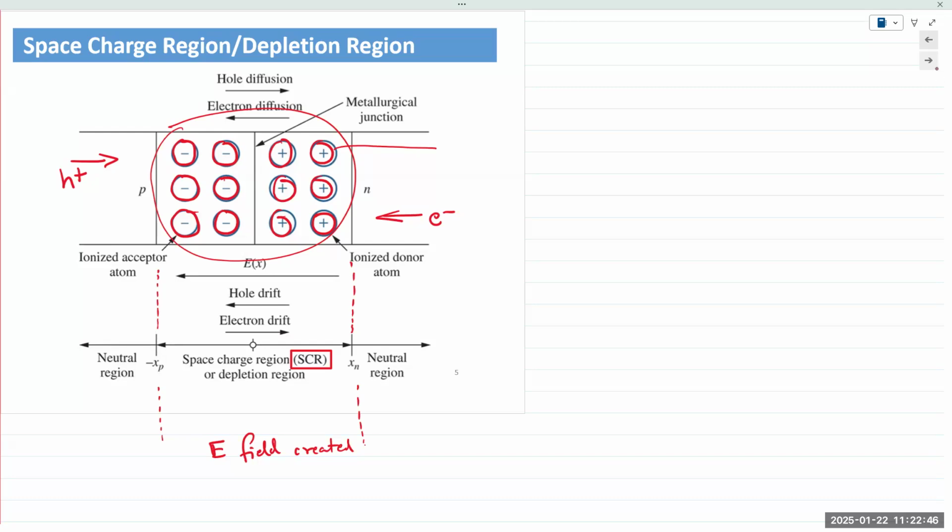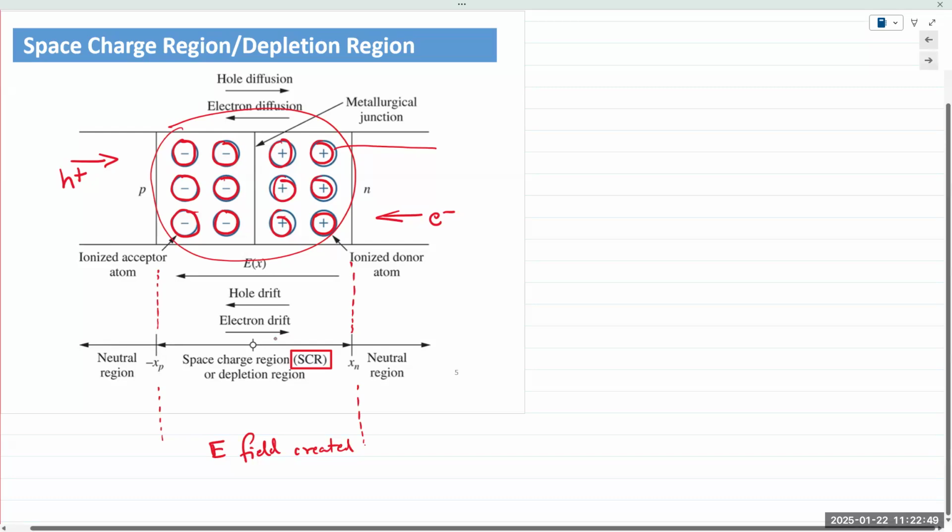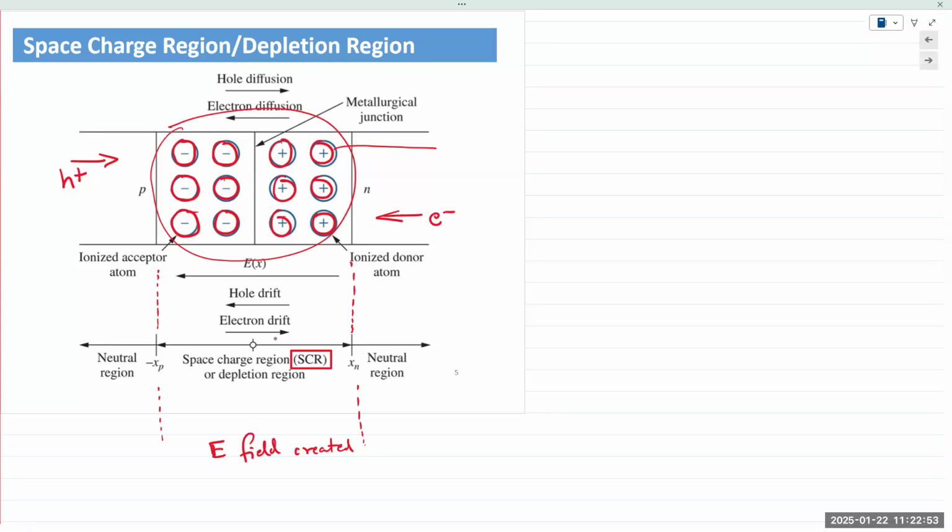Yes. The whole drift and electron drift is basically due to the space charge region. Diffusion is because of concentration gradient. Drift is because of electric field.